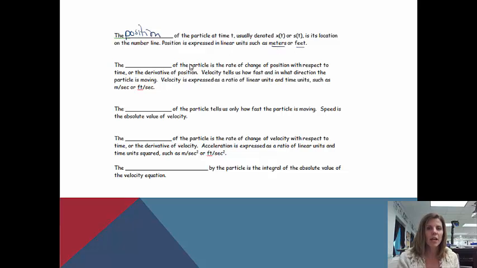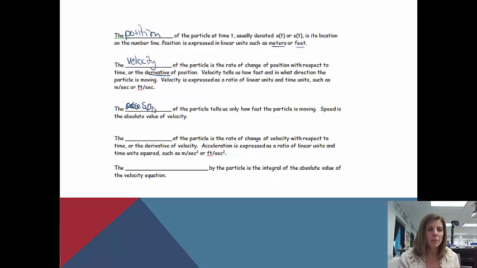All right, the next one is the velocity of the particle. It is the rate of change of position with respect to time, or it's the derivative of position. And again, we've already had that. Velocity just tells us how fast and in what direction the particle is moving. Velocity is expressed as a ratio of linear units and time units, such as meters per second or feet per second.